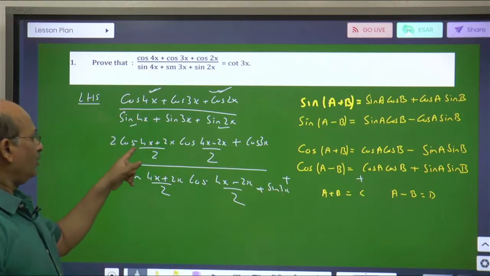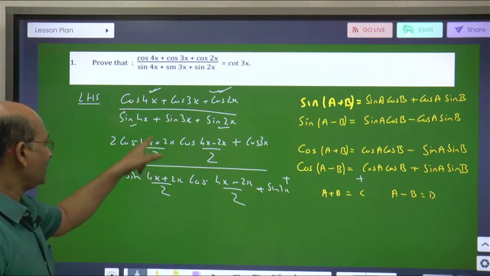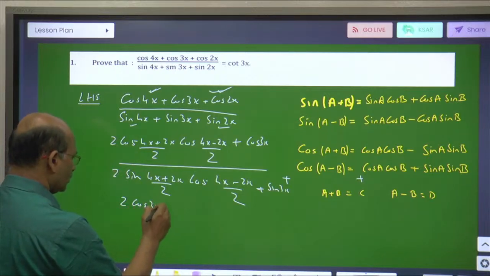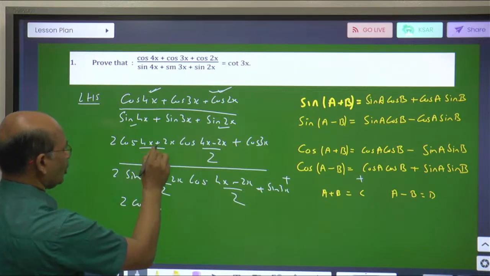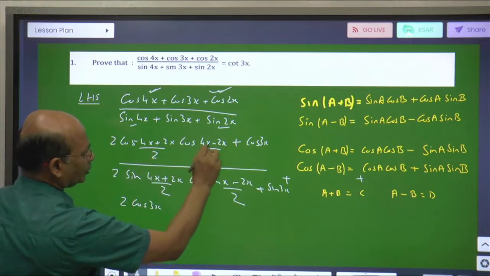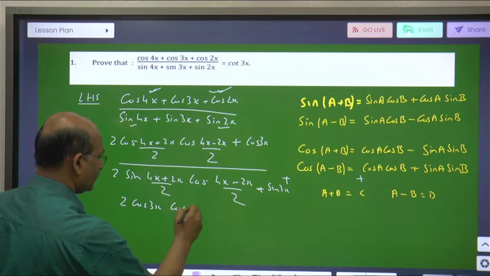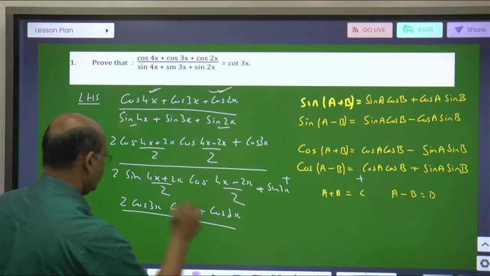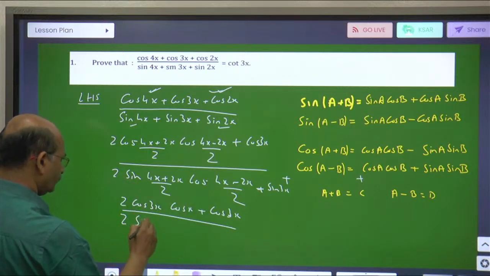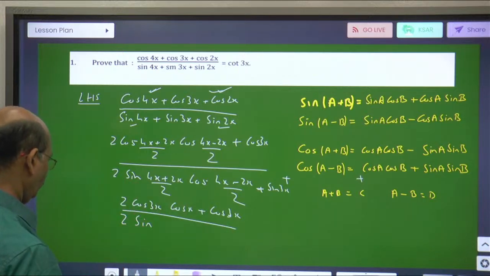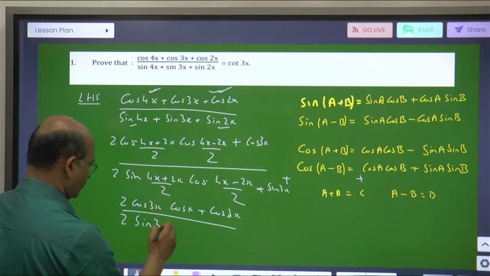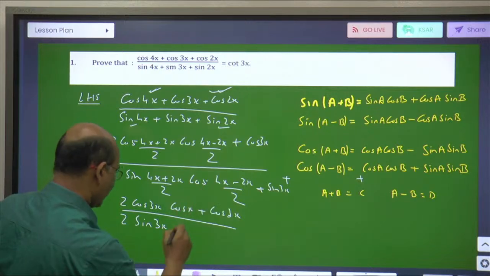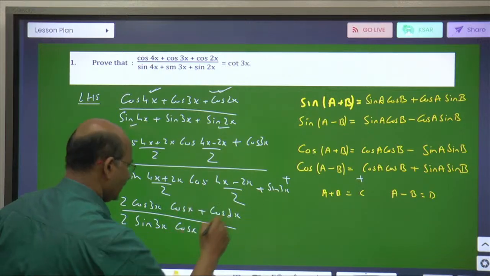Now if you look at this, 4x plus 2x is 6x, 6x upon 2. So what remains here? It will be 2 cos 3x, 2 cos 3x, and 2x upon 2 is cos x plus cos 3x upon 2 sin 3x, because 4x plus 2x, 6x upon 2 is 3x, cos x plus sin 3x.